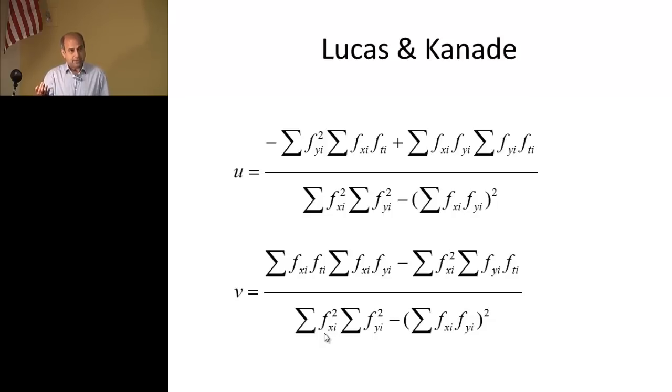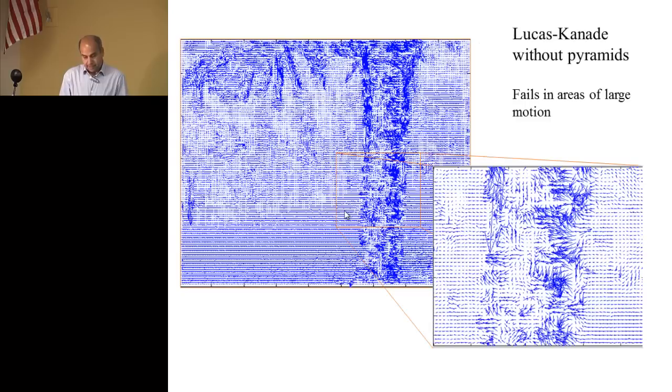You take two images, compute fx, fy, ft at every pixel, do this thing, and this summation is for 9 pixels. For every pixel, these summations are over 9 pixels. Okay? And that's it. So that is the Lucas-Kanade optical flow algorithm. Very simple, and actually it works pretty well. So these are the results you will get.